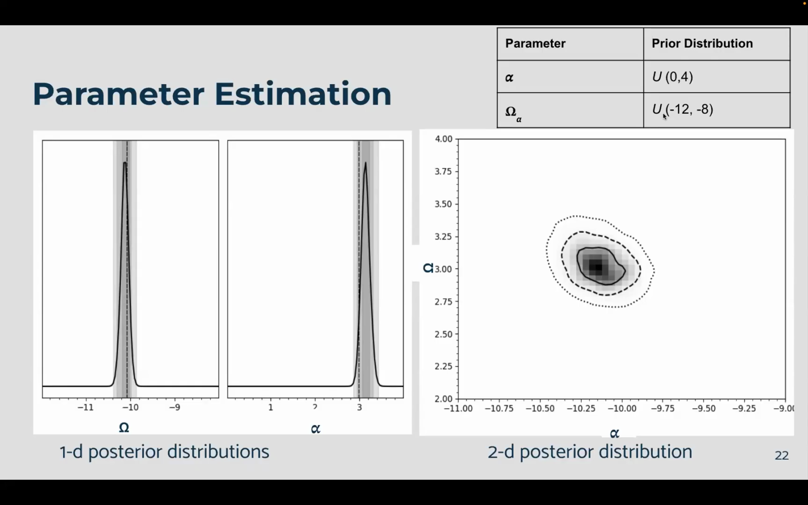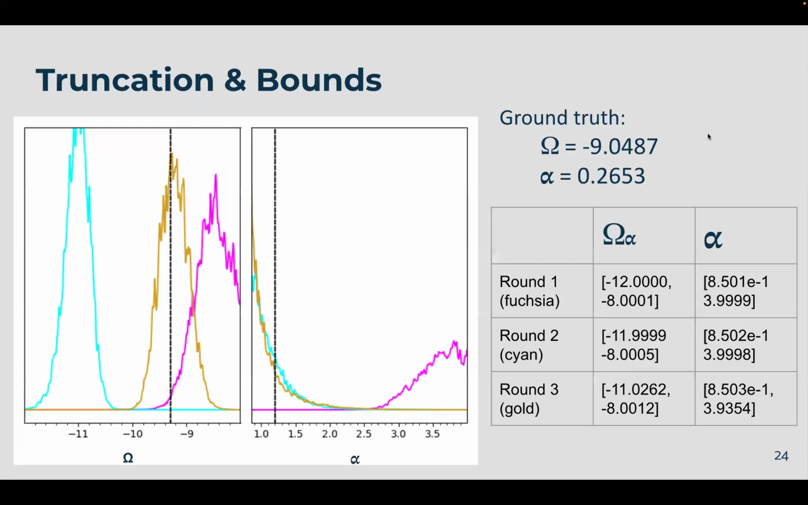But ignoring that, we can see that omega and alpha have their 1D posteriors on the left and then the 2D posterior on the right. And if you can see the shaded regions in the 1D posteriors, it corresponds to the contours of 99.7, 95.5, and 68.3 credible intervals. Yeah, I'll skip the slide.